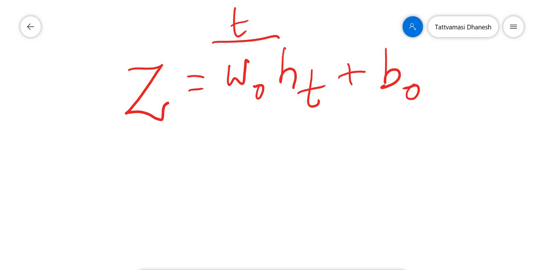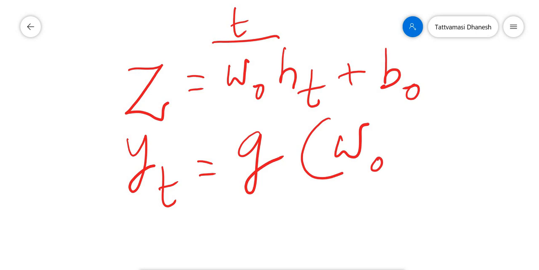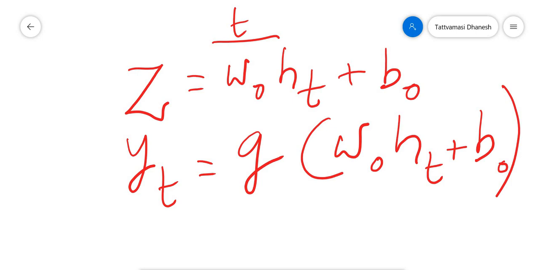layer B0. Now to get the output yt, again you need to squash it with an activation function. Normally we use softmax to get a probability range of 0 to 1. You know that. Then G into W0 HT plus B0. So this is the math behind recurrent neural network. Now I am getting into one important aspect, that is backpropagation through time.